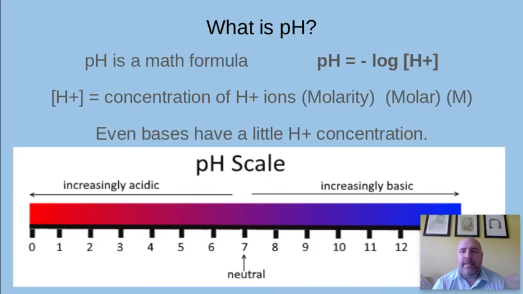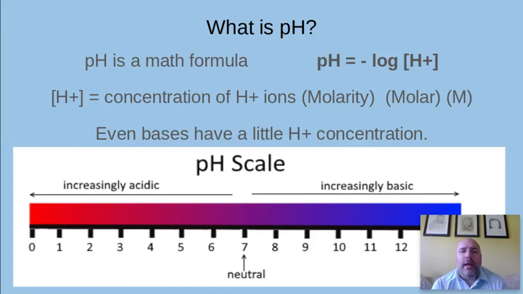The other famous scale that is a log-based scale is the Richter scale, which measures earthquakes. And you might think an earthquake of 8 is twice as big as an earthquake of 4, but that would be if it was a linear scale. But because it's a logarithmic scale, an earthquake with a power of 8 is actually 10,000 times more powerful than an earthquake with a power of 4.